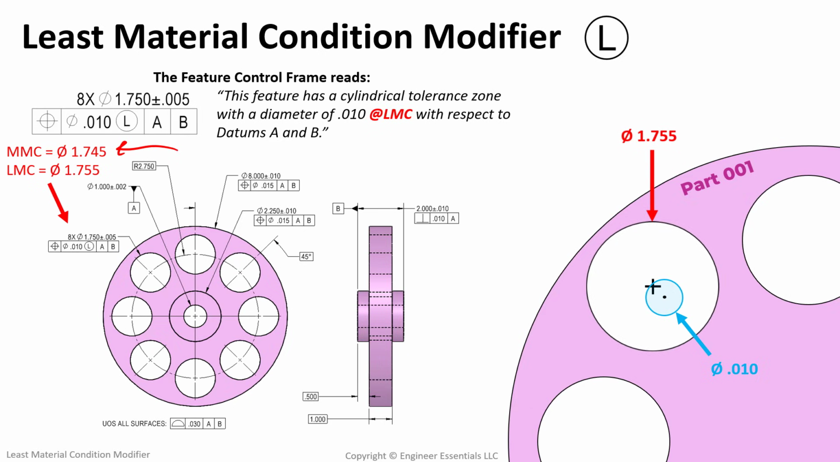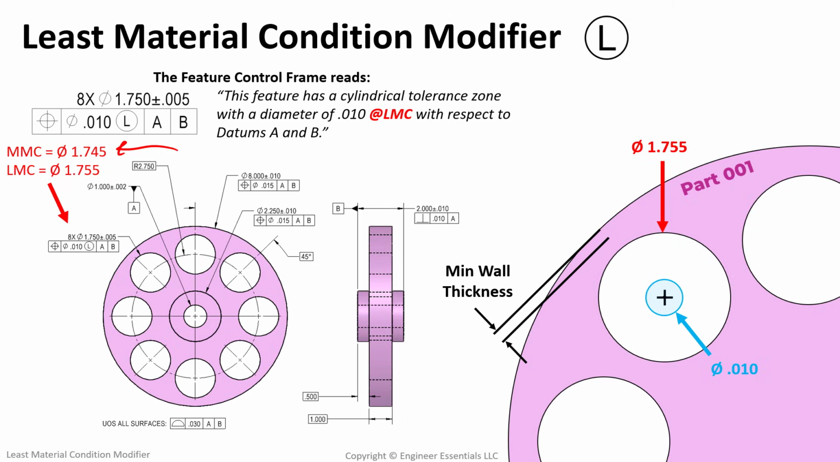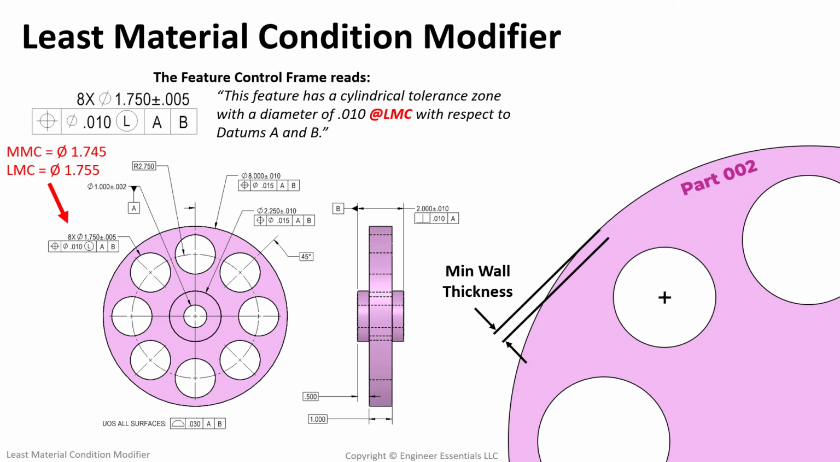Now, what you can do is take note of this minimum wall thickness here. You don't have to, but you can. If we consider the worst case boundary for this outside, we can establish and calculate this minimum wall boundary, a minimum wall thickness. Now, if we reset and pick up part number 2 off the assembly line, maybe it came from a different machine, different shift, whatever it was, it came in a little bit smaller. That hole measures at the MMC. So that hole measures 1.745.